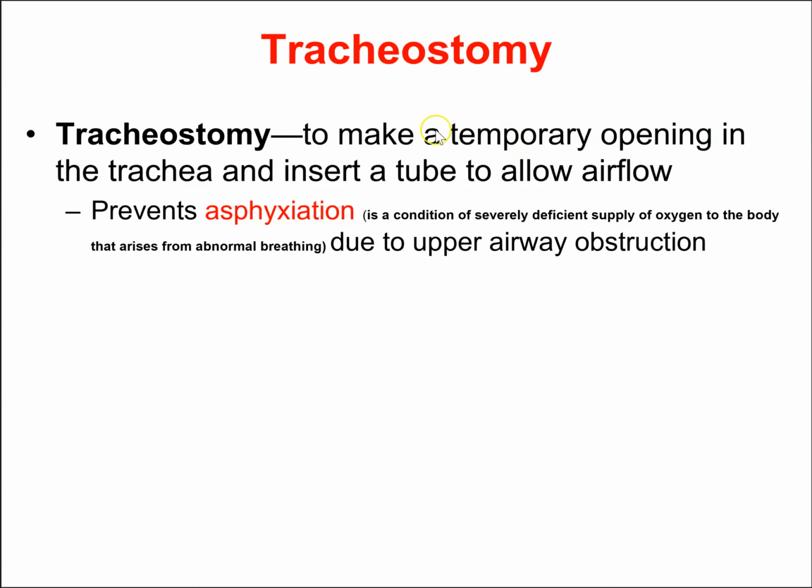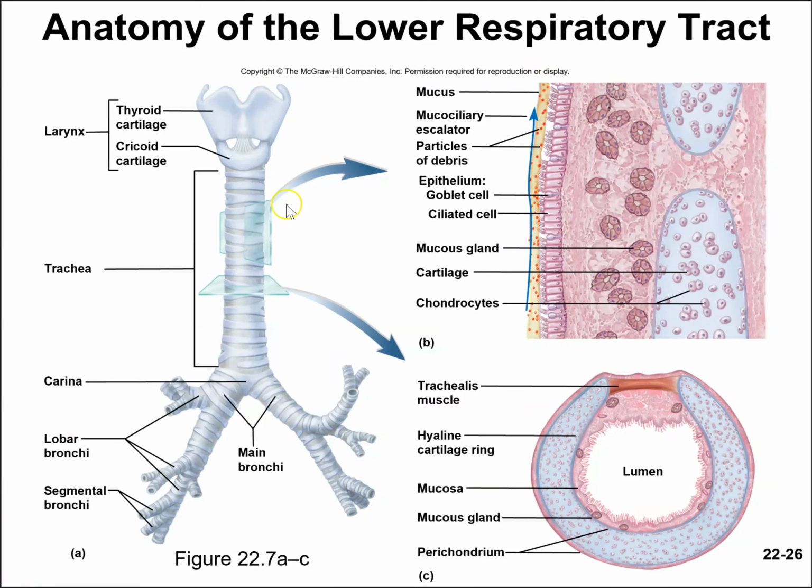Tracheostomy is the process of making a temporary opening in the trachea for inserting a tube. So they basically make an incision to allow airflow. So this prevents deficiency of oxygen in the body, and the process is known as asphyxiation. And this can happen due to an airway obstruction in the lungs.